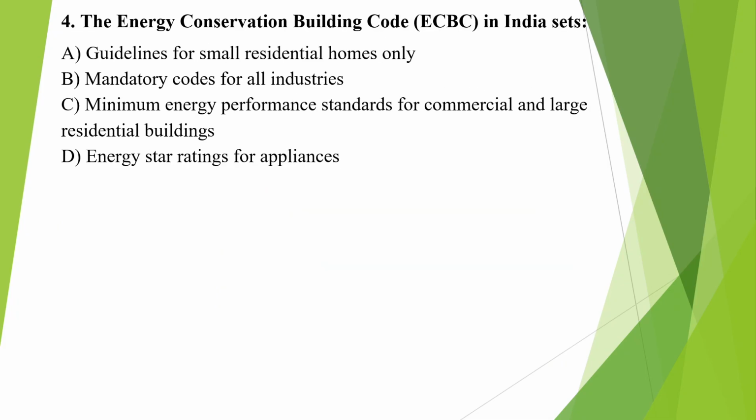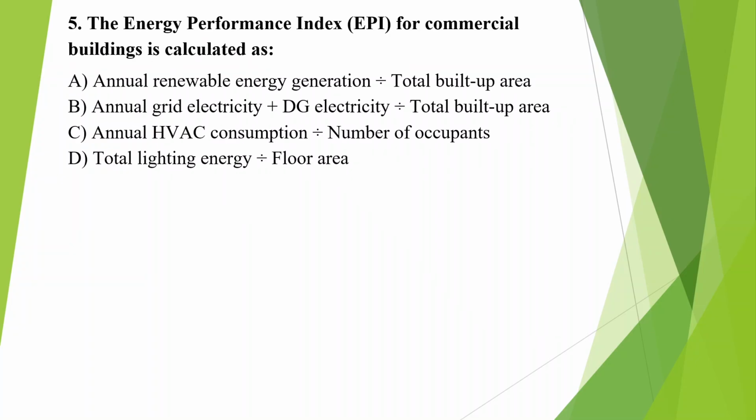So it is option C which has been marked by most of you, and option C is the correct answer, which tells us that minimum energy performance standards for commercial and large residential buildings are set by the Energy Conservation Building Code in India, and they overall help in reducing the energy use of these types of buildings. So you're correct. Let's move to the fifth question then.